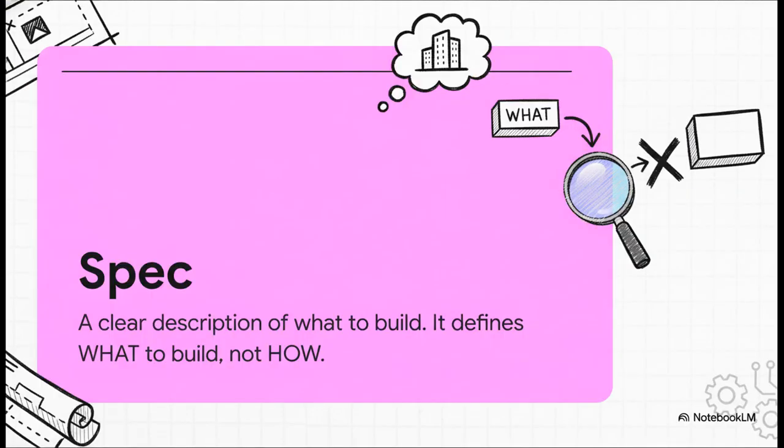And the first piece of this puzzle is what we call the spec. Just think of it as a formal specification that clearly describes what to build. Now, here's the really important part. A spec defines the what, not the how. We're basically telling the AI, here's the destination, but we trust it to figure out the best route to get there.